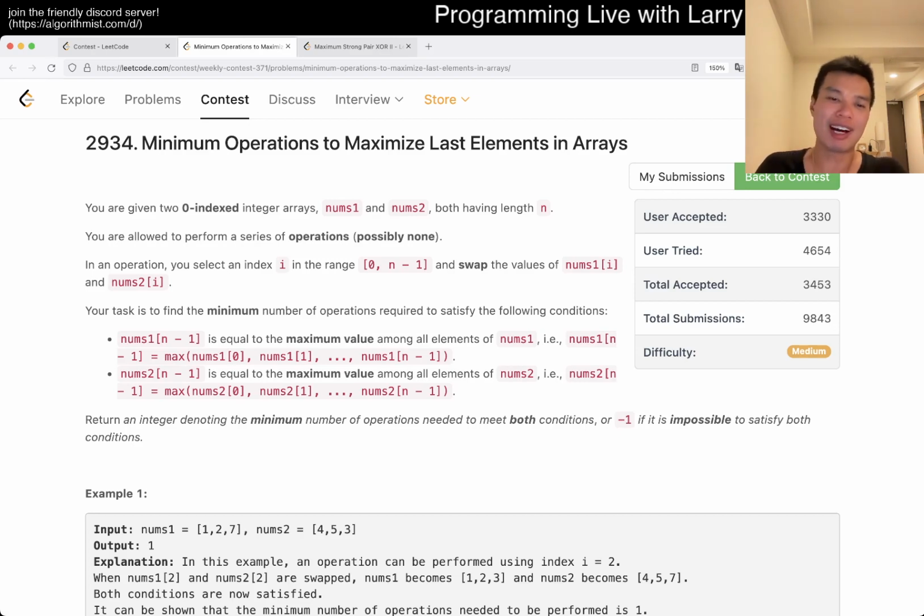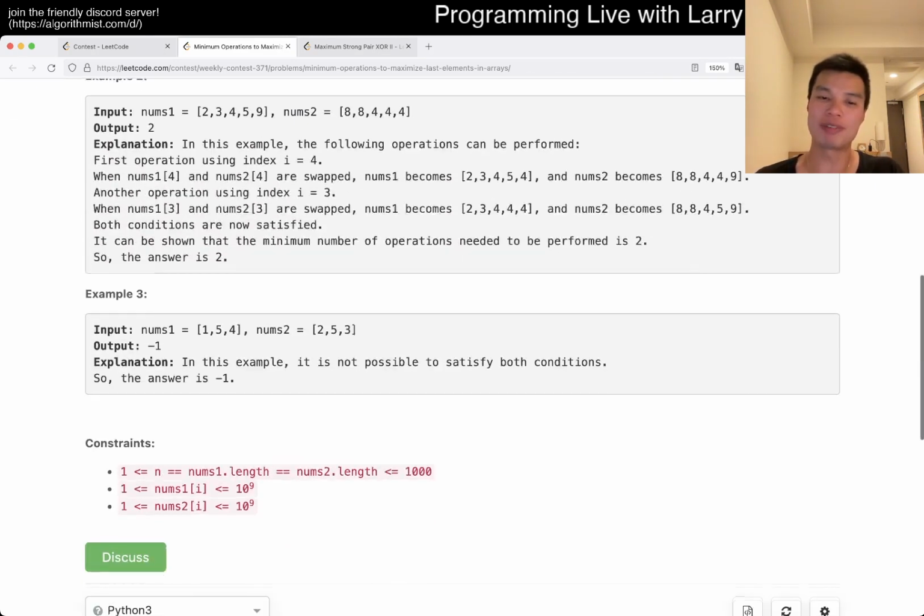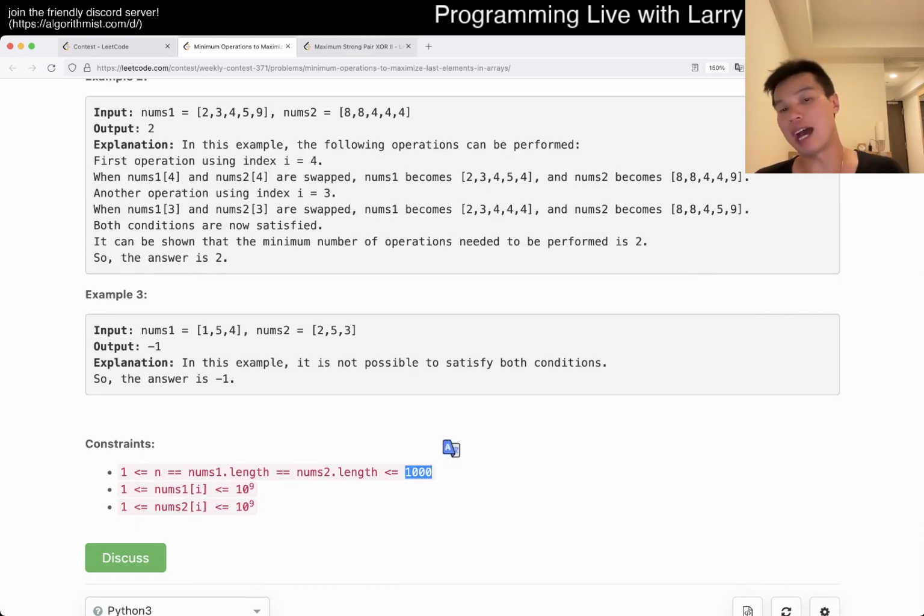So this one, I thought they did an amusing job of disguising the problem with n is equal to 1,000. Meaning that, hey, maybe you want to do something n squared. And I don't know, maybe there is an n squared solution. I didn't really think about it that way. I think I got a little bit confused by the constraints, but I always thought that there was a linear solution, and there is, right?